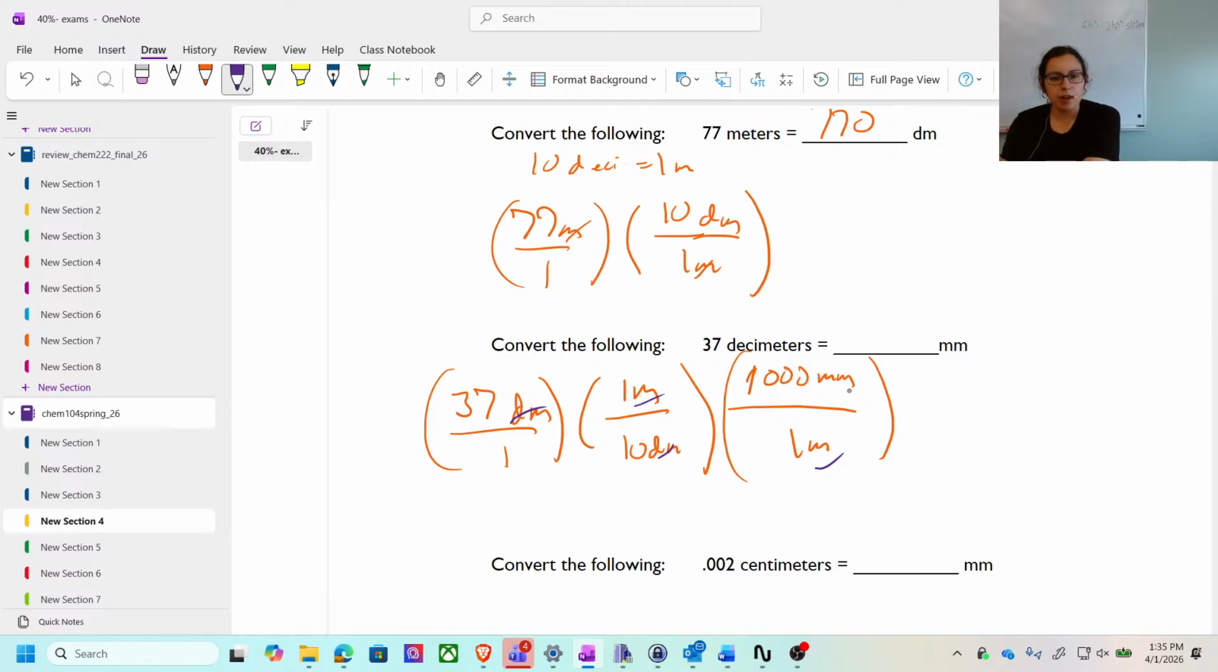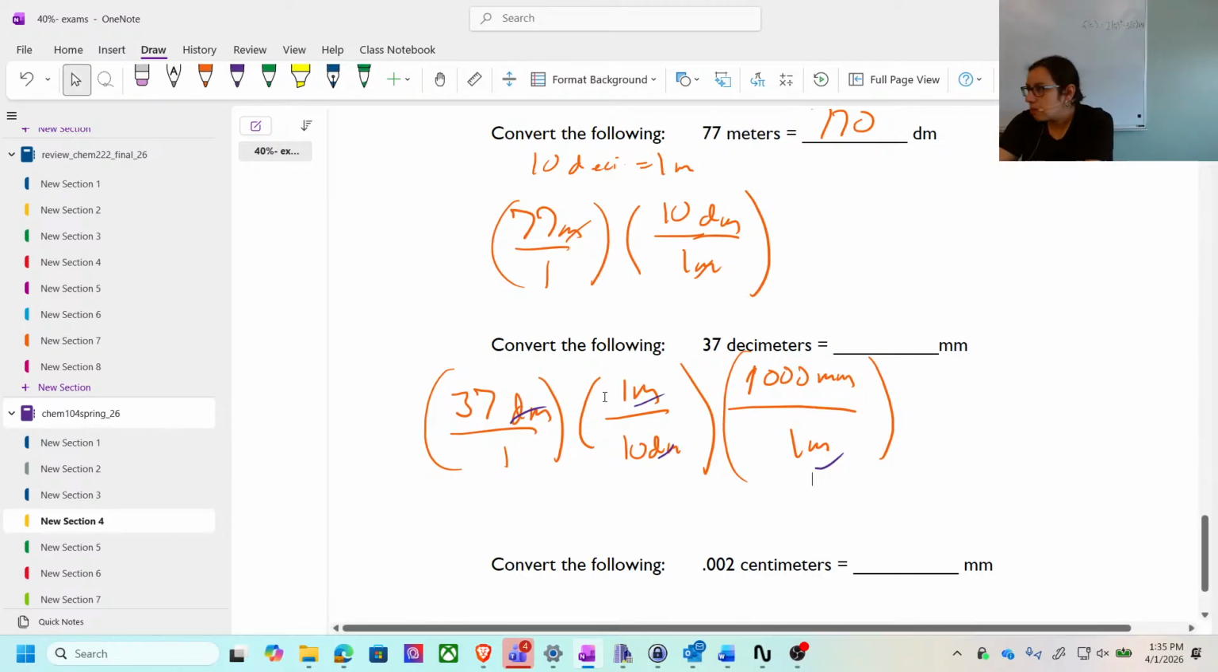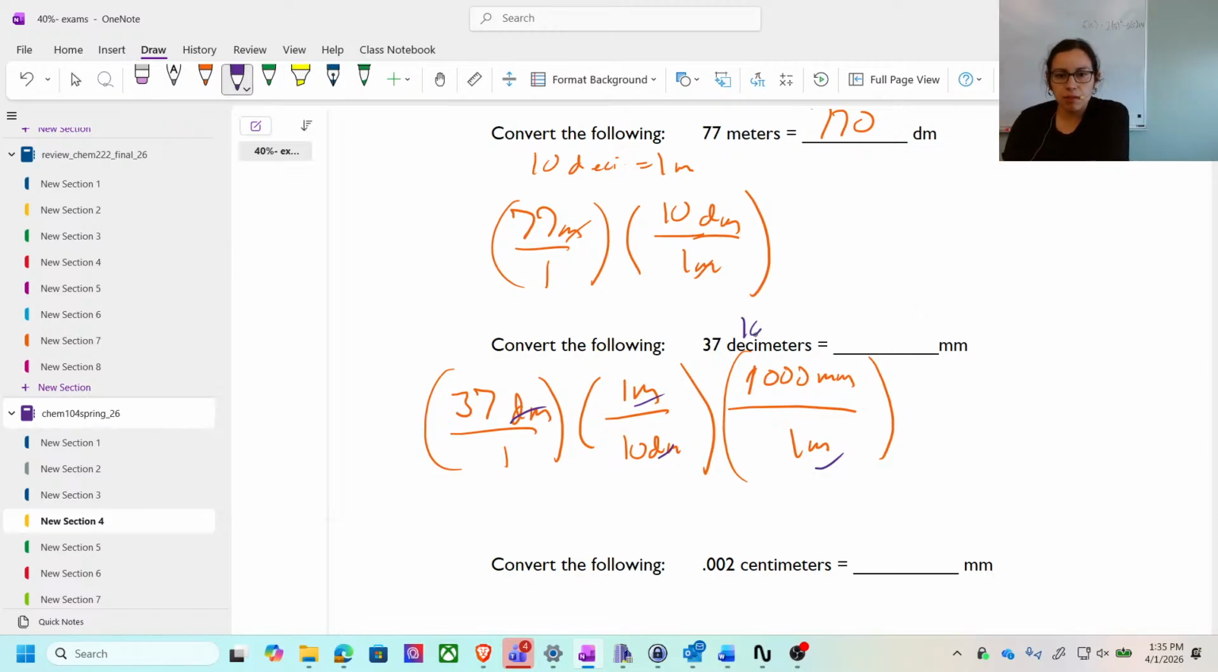Leaving us with millimeters. And if this factor wasn't apparent before, deci is 10 to the negative 1, millimeter is 10 to the negative 3. So we see that difference of 100 between them. You can see that 0 cancels 0, so that gives you 100. But again, I don't expect you to jump there. So then we just have to add 2 zeros to it, so 3,700 millimeters there.